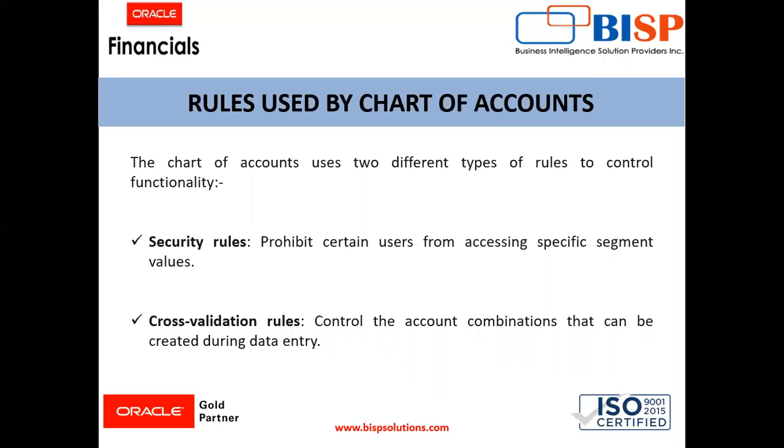For example, you may decide that the sales cost center values, which can be 600 to 699, should enter amounts only to product sales accounts, whose values can be 4,000 to 4,999. So the sales cost center can only enter amounts to the product sales accounts having these values. This way we can define the cross-validation rules. So this was the overview of the chart of accounts. In the upcoming videos, we will see how the chart of accounts are created in the Oracle applications.